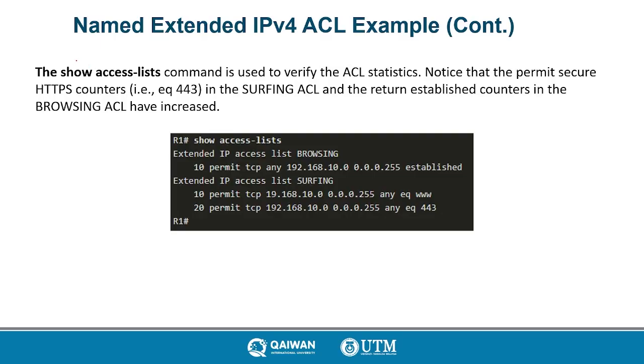In order to verify the access statistics, the show access list command will give you the statistics, the name, and everything about the access list. We have browsing and surfing. For browsing, it says TCP any, and this one is also established. For surfing, it says permit TCP from these hosts as long as it's HTTP and HTTPS. Only these two will be allowed to go outside.